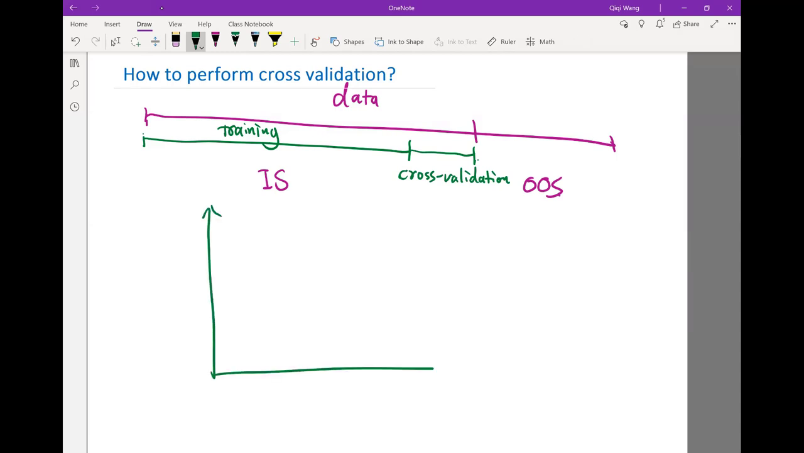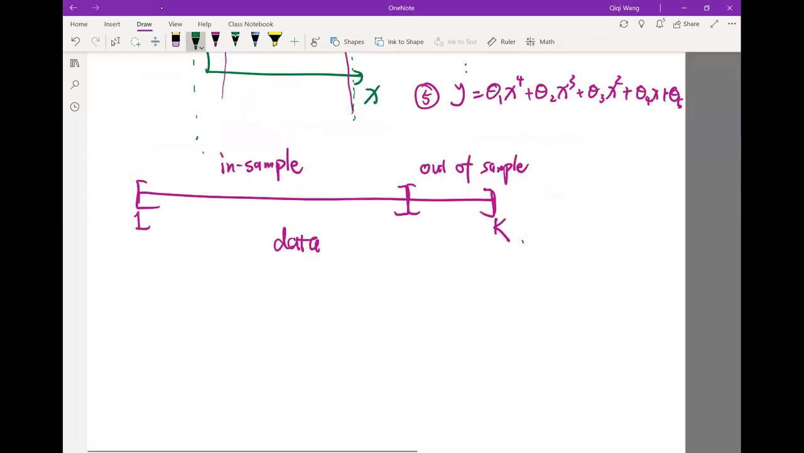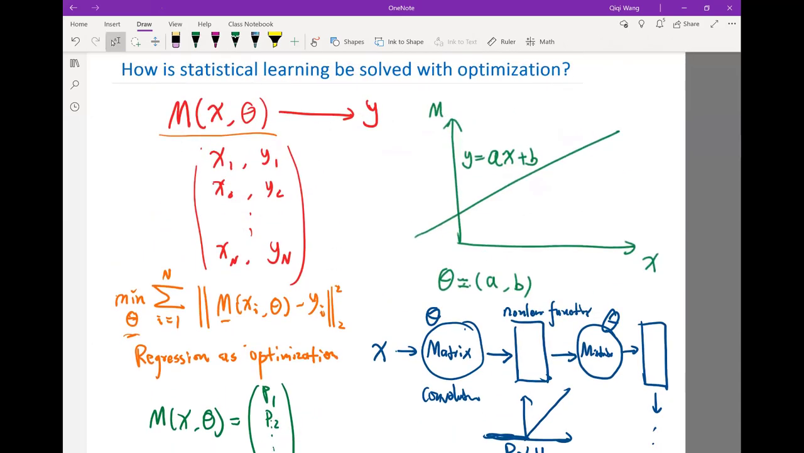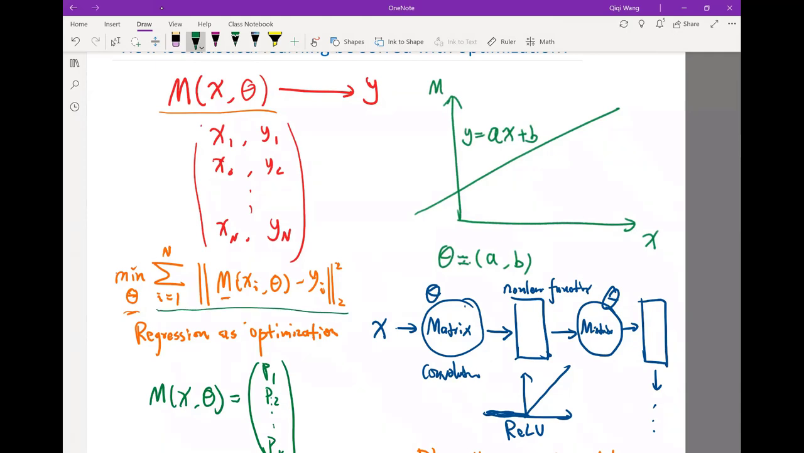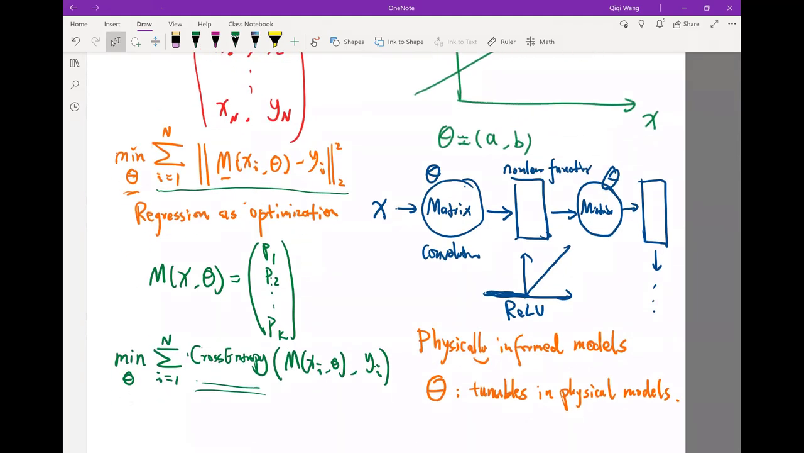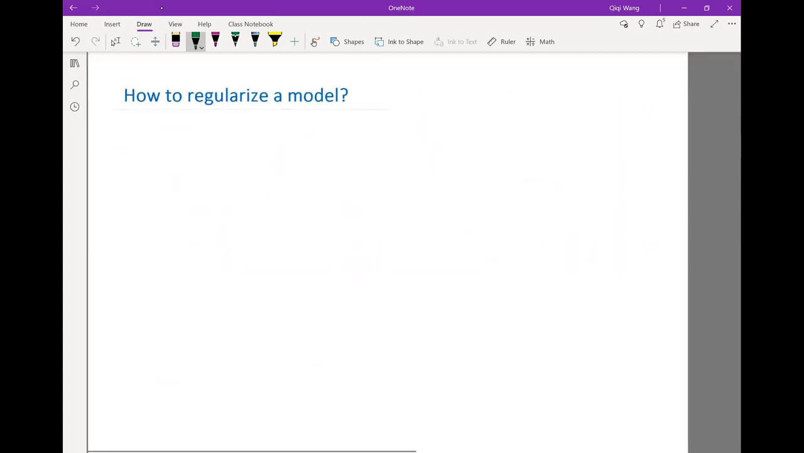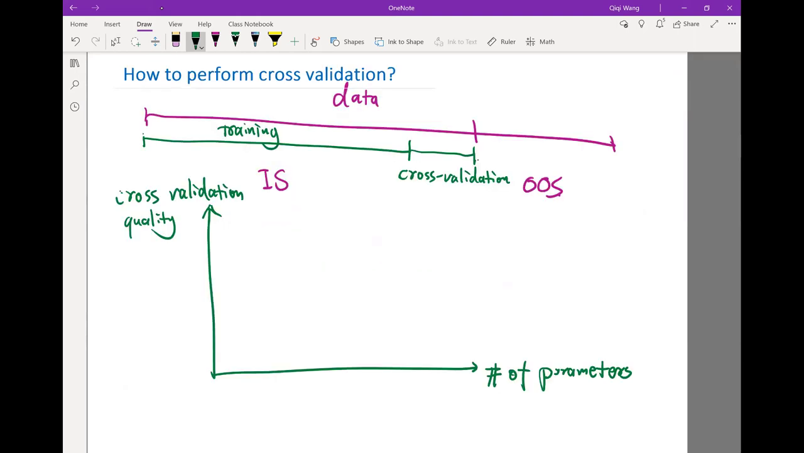Usually if I plot the number of parameters as the x-axis, and the cross-validation quality, right? And by the way, the quality can be measured using the same way we are training the model. So in the regression, we can just use the metric of mismatch between the input and output in the cross-validation set as a metric for cross-validation. And in the classification, we can use the cross-entropy in the cross-validation set as a metric for performance.